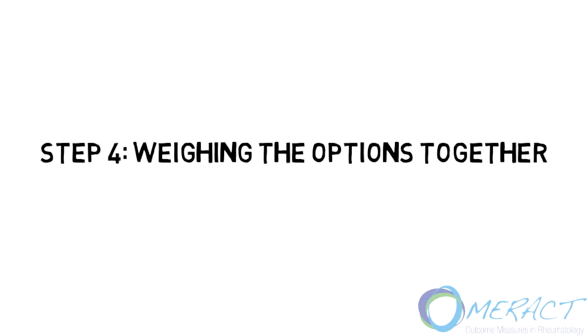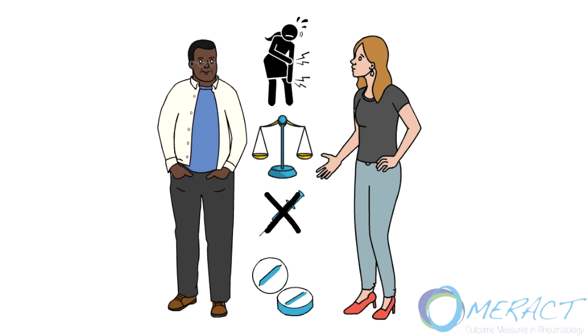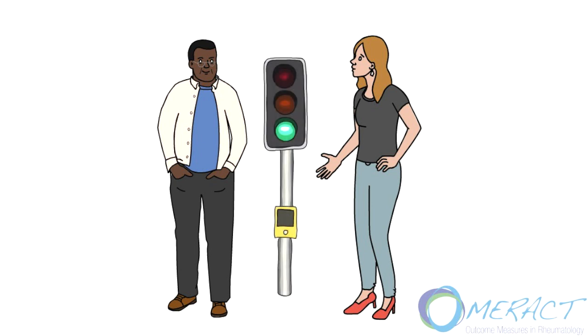In step 4, Mary and Dr. Joint weigh the options together. Mary expresses that her priority is to control her symptoms, but she really doesn't like injections. She and Dr. Joint conclude that adding drug A seems to be the best option for her right now.